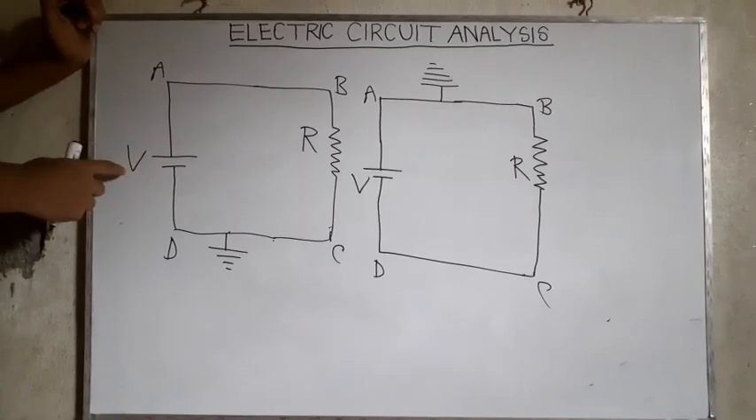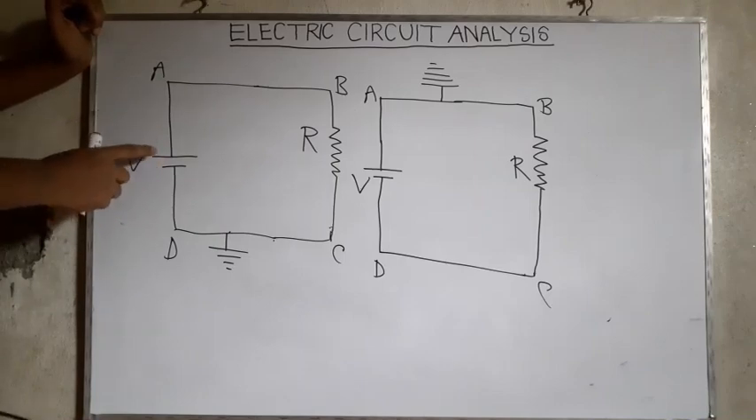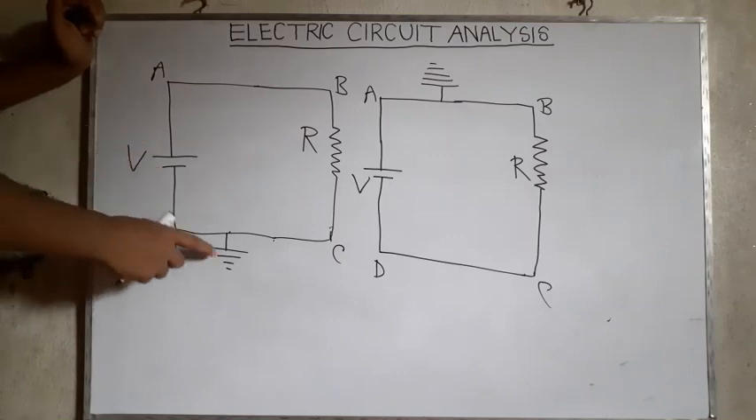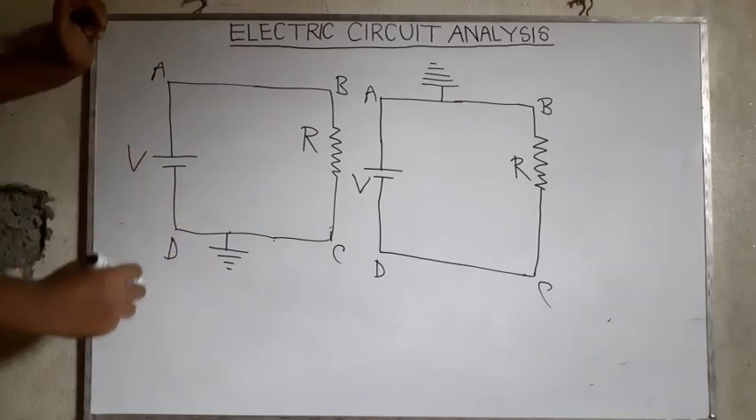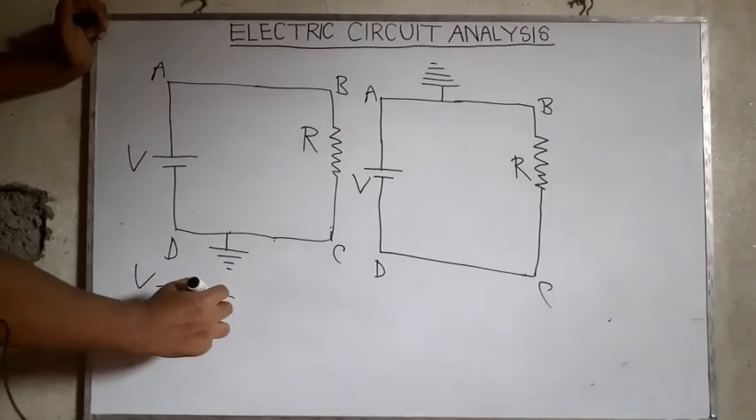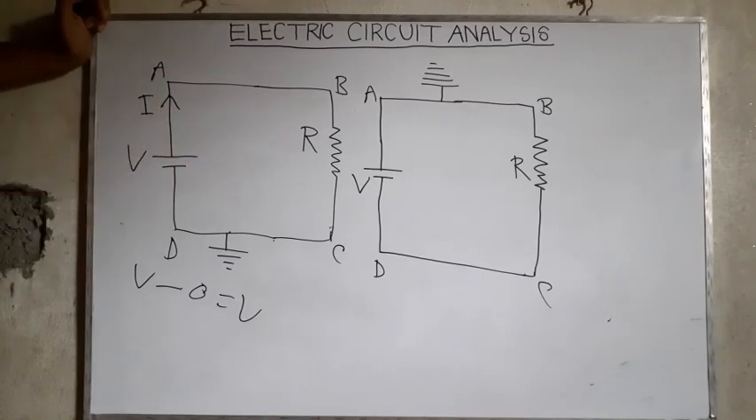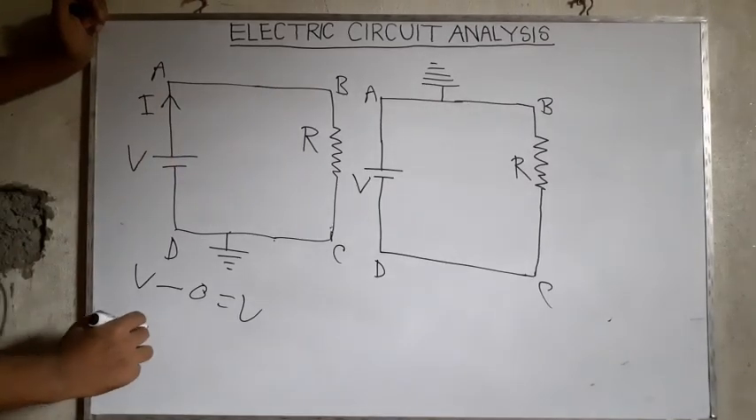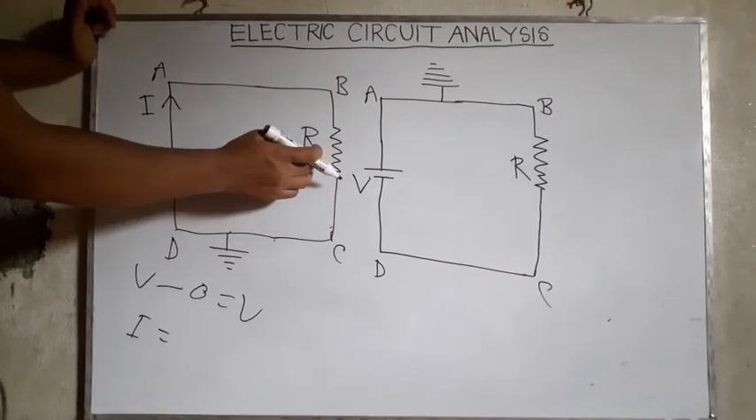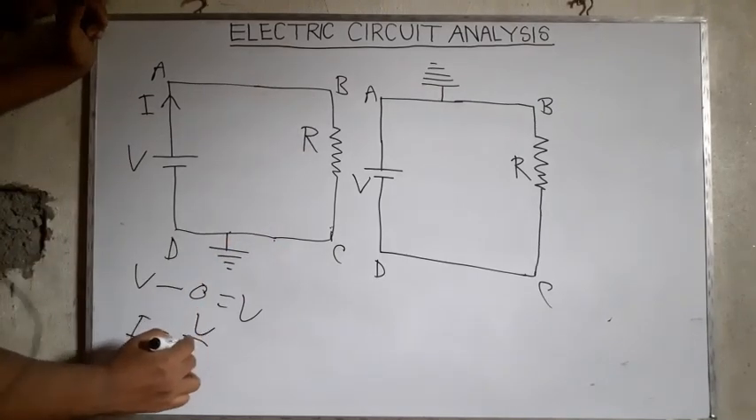As the voltage of the cell is V, therefore this is 0 volt and this will be V volt, that is, the positive or higher potential is at V volt and the lower potential is at 0 volt. Higher potential V, lower potential 0, and therefore the potential difference is V minus 0, which is equal to V. Suppose the current flowing through this circuit is I and here the resistance is R. Therefore we can write I is equal to the potential difference between the two ends of this resistance. Here the potential difference is V. Therefore current I is equal to V divided by R.